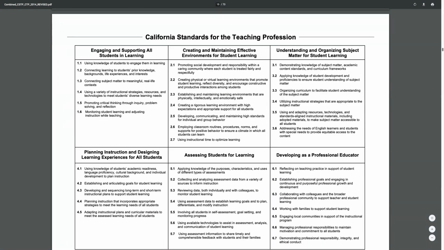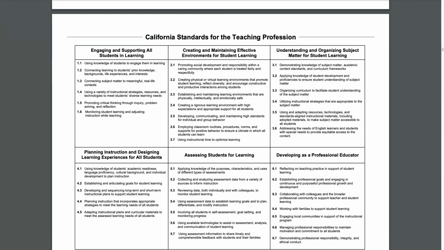On page 13, you'll see a table that lists the 6 standards for the teaching profession. In your individual learning plan, under the Assess section, one of the things that you're going to do is use these standards to indicate areas of strength and areas of growth for all 6 of the CSTP.